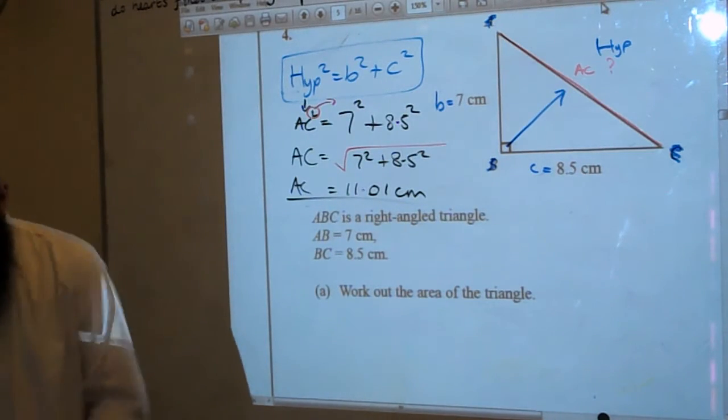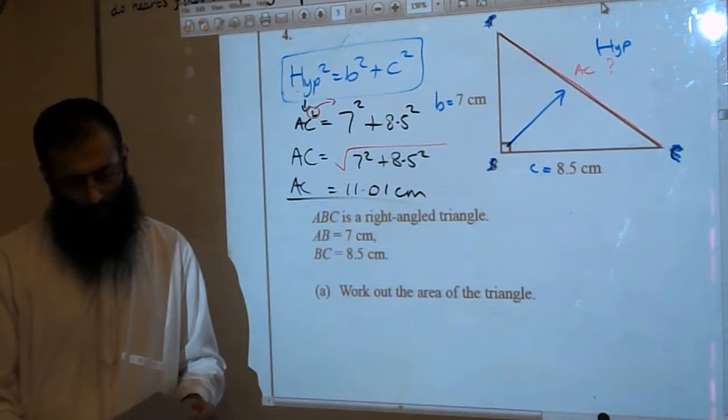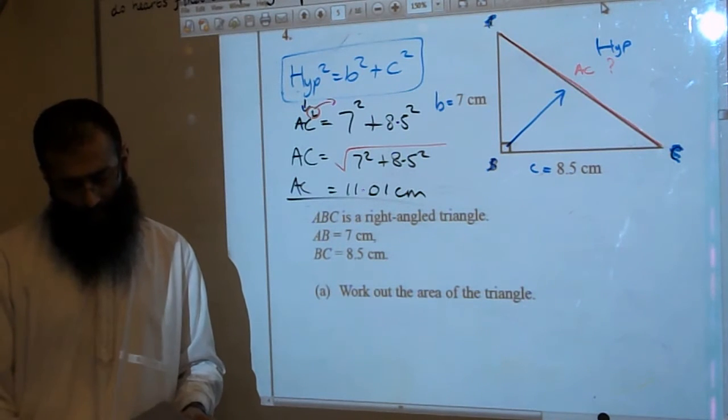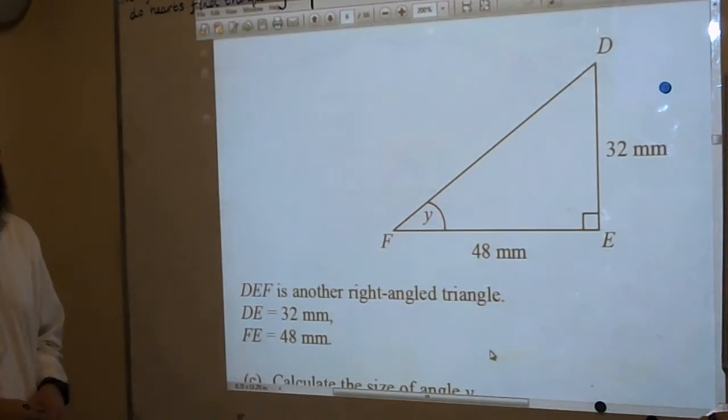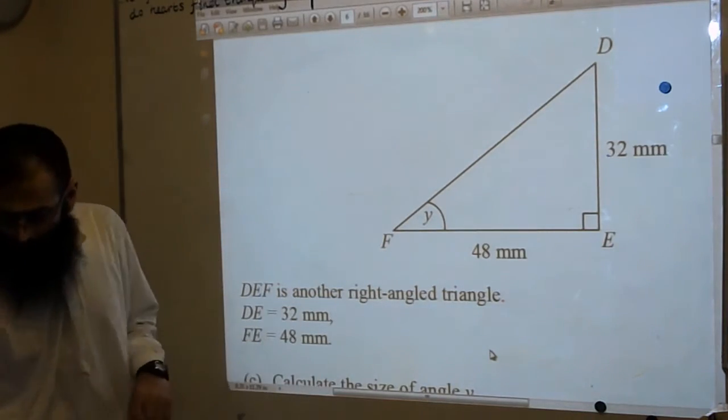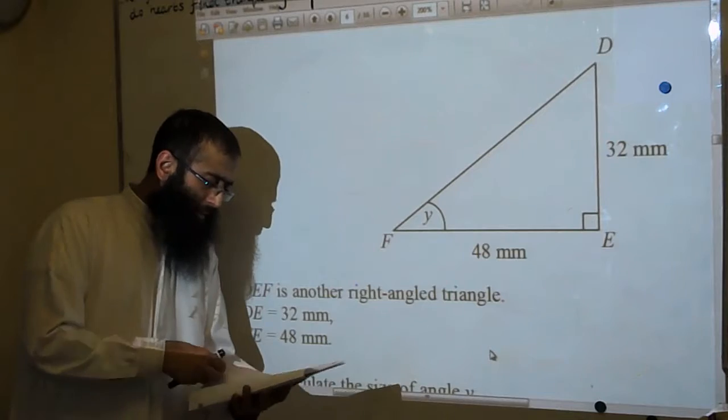Okay, right. That's question 1, 2, 3, 4. No, 4 finishes onto this page. There's another question, the big 4. Okay, right. Bismillah. This is the last part of that question.